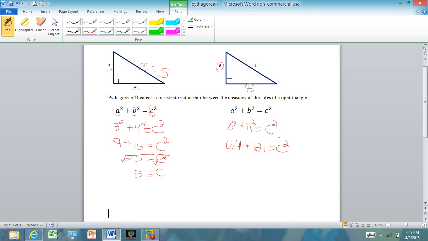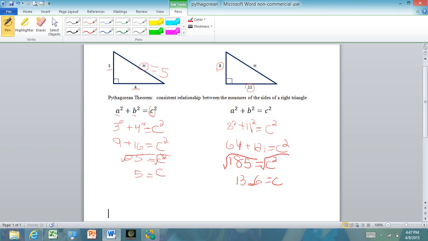Now I'm going to add my 64 and my 121, and I will get 185, and that will equal C squared. My final step to find C is to take the square root of both sides, and the square root of 185 is approximately 13.6, and that we would find by using our scientific calculators or our graphing calculators. Sorry for the messiness here. But the answer is 13.6.